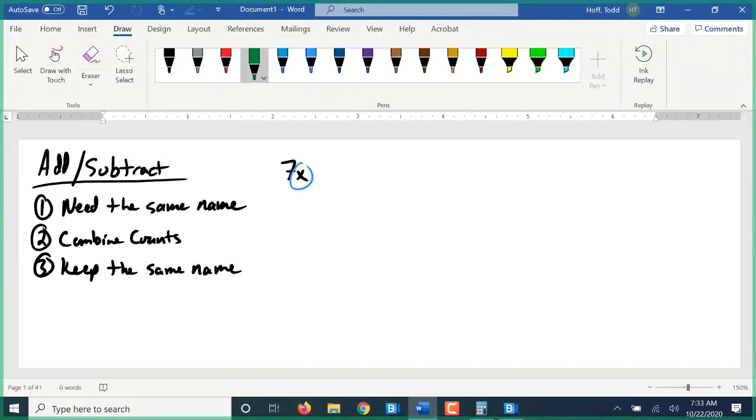So the basics is it looks like this. If we have 7x plus 4x, we combine, they have the same name, they're both x's. We combine the count, 7 plus 4 is 11, and we keep that same name of x.